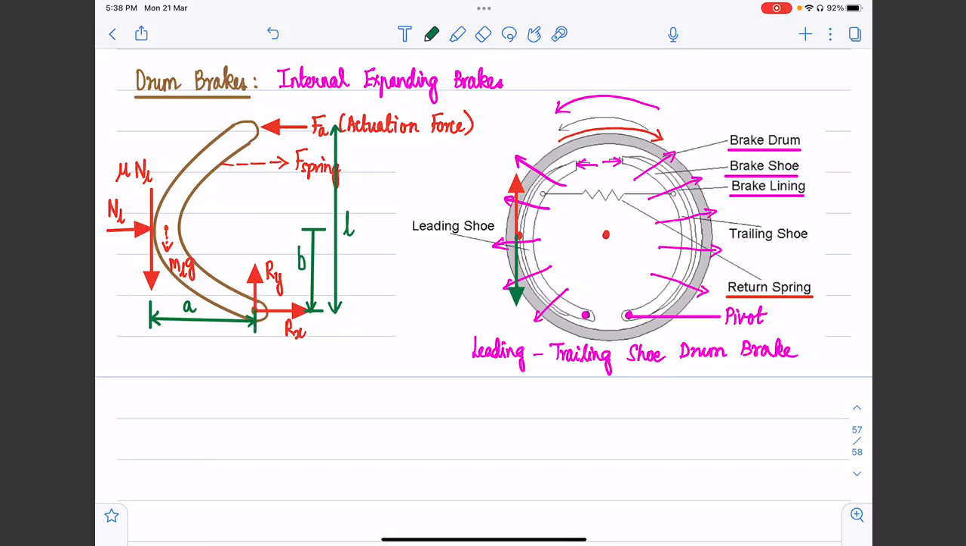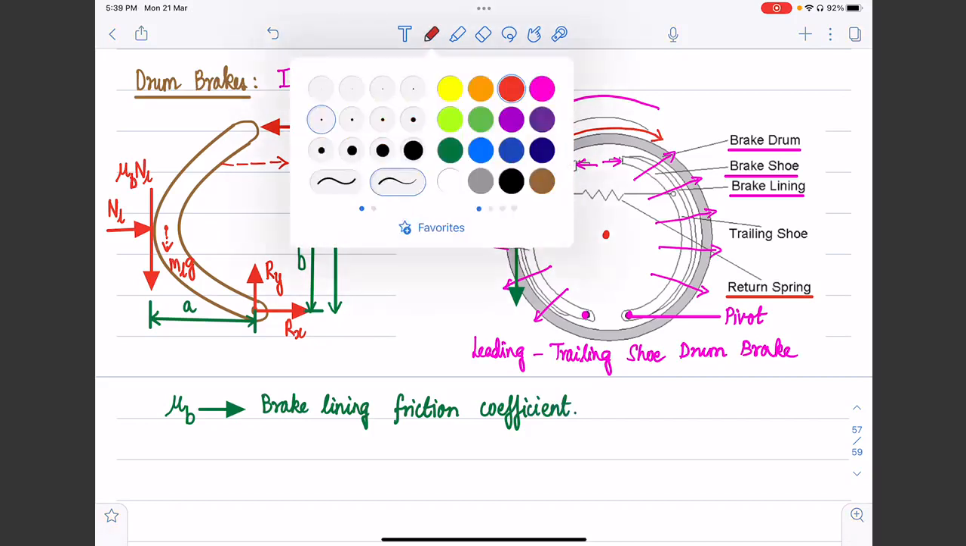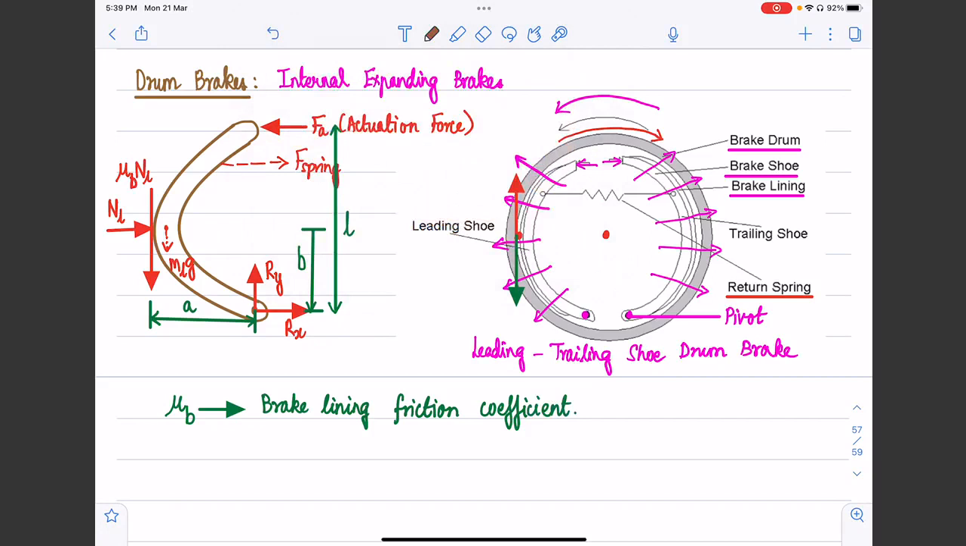And mu, as we just discussed, is the friction coefficient of the brake lining. So it is the brake lining friction coefficient. Maybe what I will do is use mu b so that we are very clear about it. Later on, when we do the vehicle level analysis, we are going to use the same symbol mu to parameterize the friction coefficient of the tire-road interface. So I want to avoid any potential confusion with that.